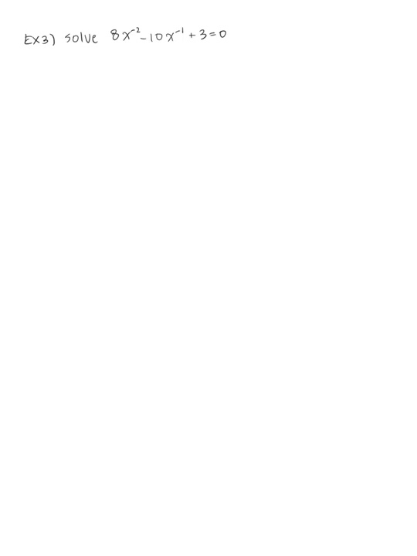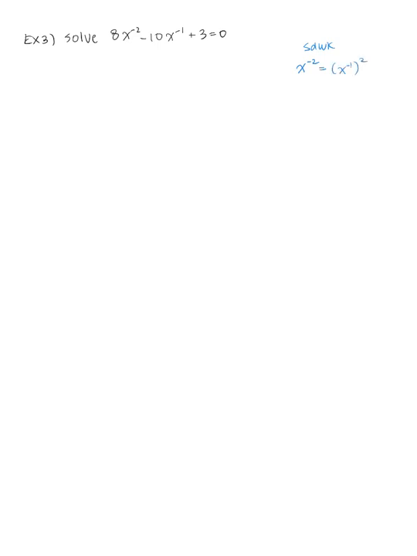Now let's take a look at something like this. Solve 8x to the negative 2 minus 10x to the negative 1 plus 3 equals 0. So again, our job is to try to rewrite this in quadratic form. So let's take a look at x to the negative 2. Isn't it the same thing as x to the negative 1 to the second power?